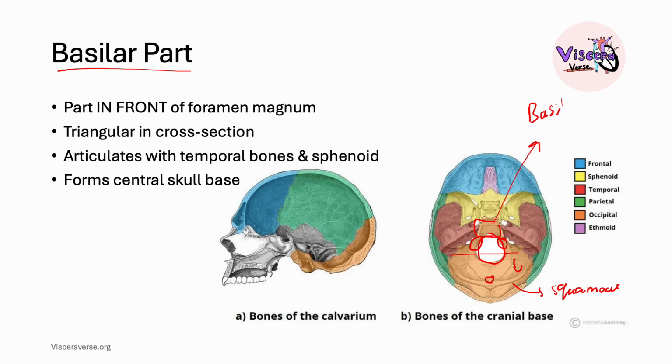So what about the basilar part? The basilar part is very interesting because when we look in a cross-sectional view, we're going to see that it looks more like a triangle. It's thicker here. And it articulates with the temporal bones and the sphenoid bone. It forms the central skull base. You can see it here, right in the middle of your skull.